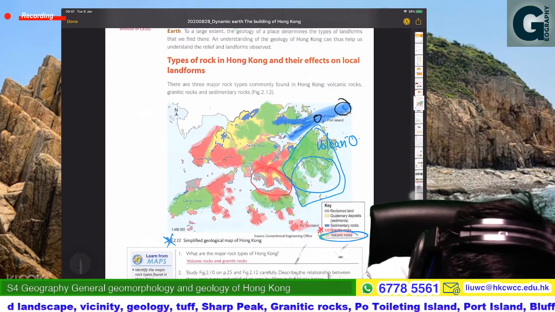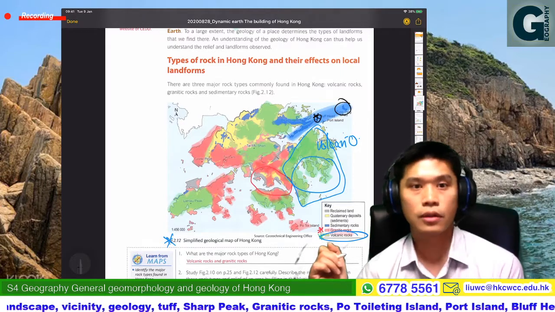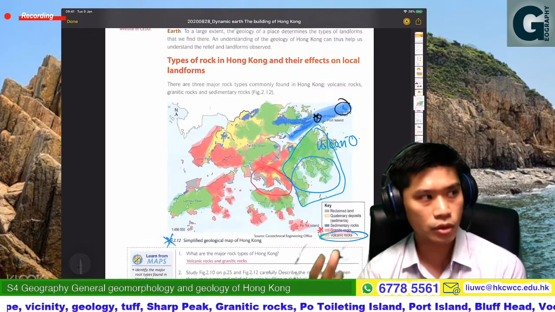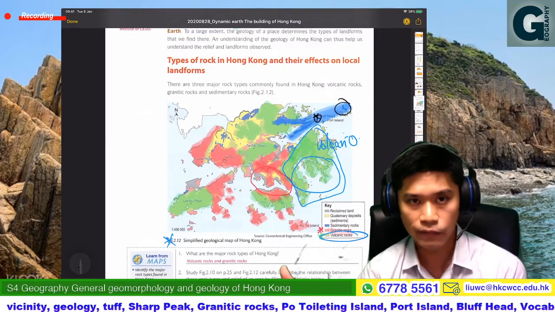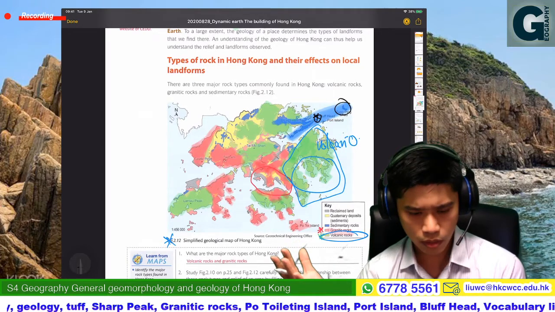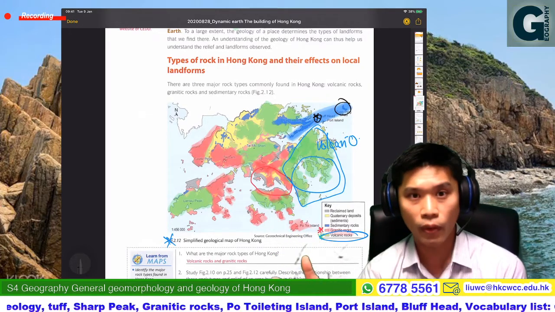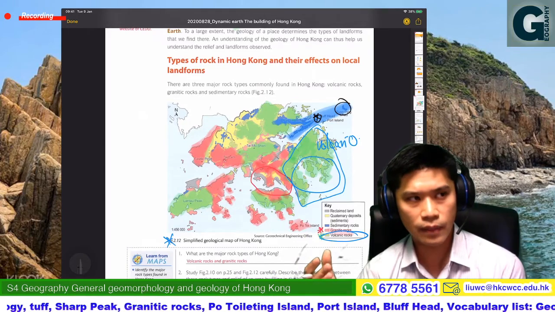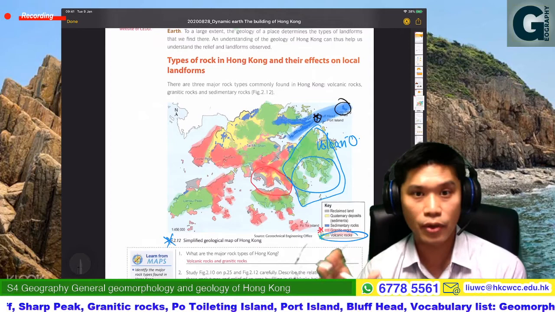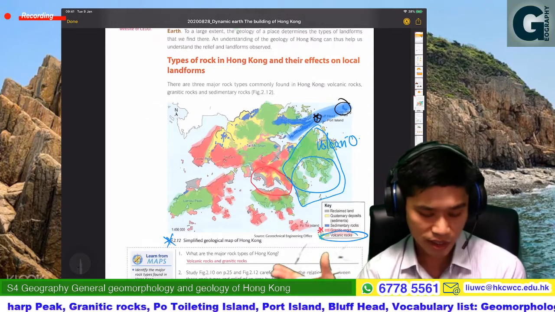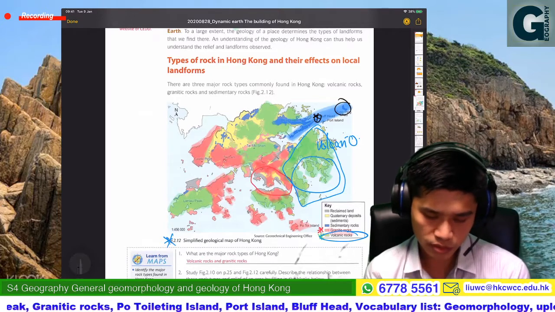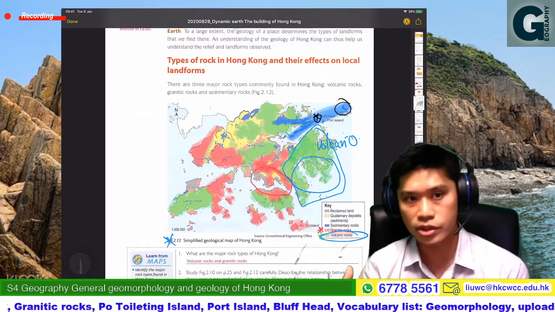So the Bluff Head part, 黃竹角咀，係啦，黃竹角咀差唔多3億至4億年噶啦。東平洲我唔希望我冇記錯。Okay, it should be about 2 million, something like this. Oh no, 20 million, if I remember correctly. Okay, I'll check it later. So that would be about the distribution of the geology of Hong Kong.